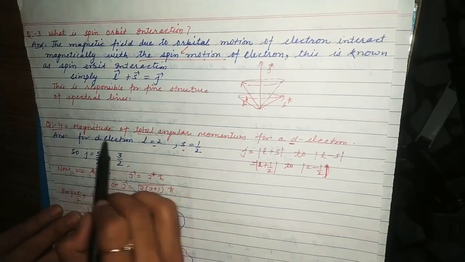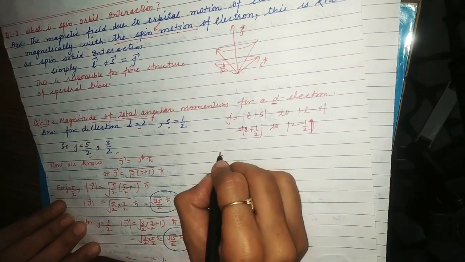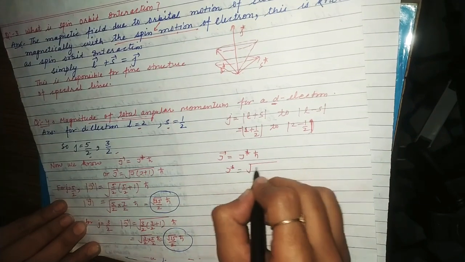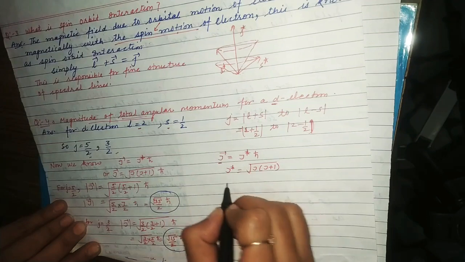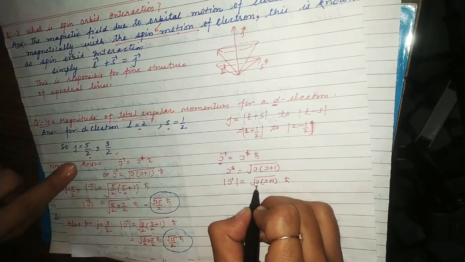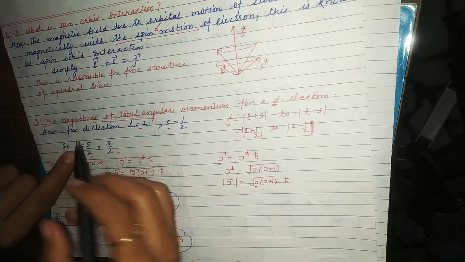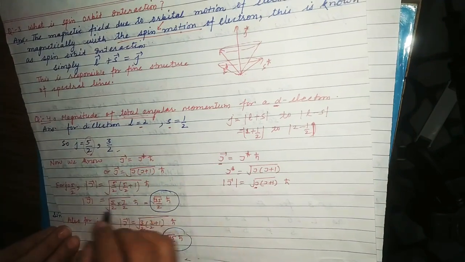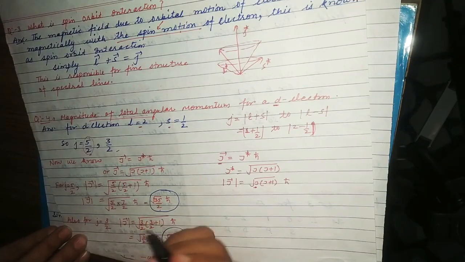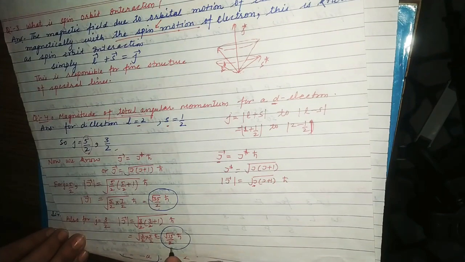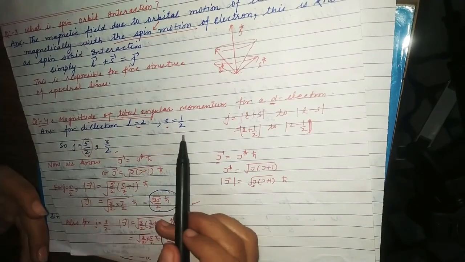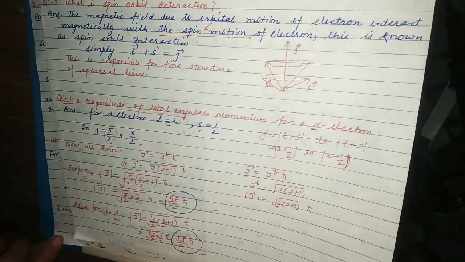Now we have to calculate the magnitude. What is the magnitude? We know that J vector is equal to J star h cut, where J star is equal to under root J into J plus 1. So its magnitude will be root J into J plus 1 h cut, and we have calculated the value of J over here. Firstly, use J is equal to 5 by 2 and calculate the magnitude, which is root 5 by 2 into 5 by 2 plus 1 h cut, that is root 35 by 2 h cut, and again you can use it for 3 by 2, and this will be root 15 by 2 h cut. So this is how we calculate the magnitude. You can also calculate the magnitude of orbital angular momentum and spin angular momentum on the same basis. So this was the fourth question.